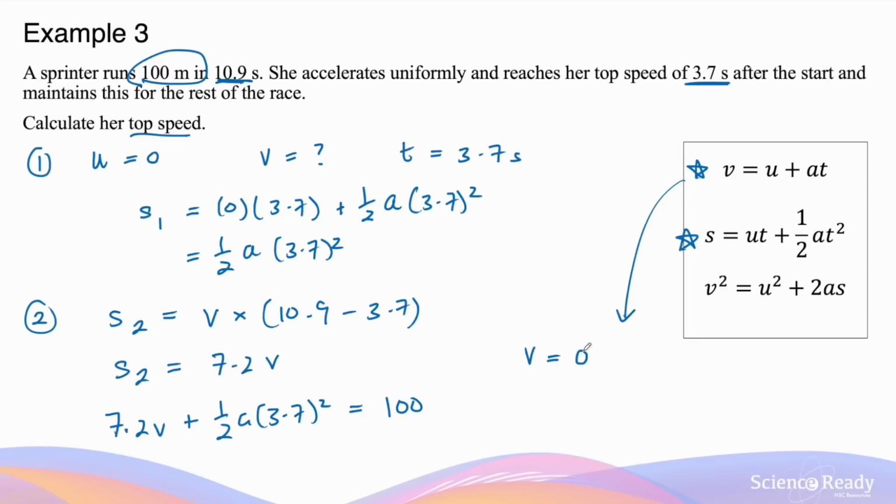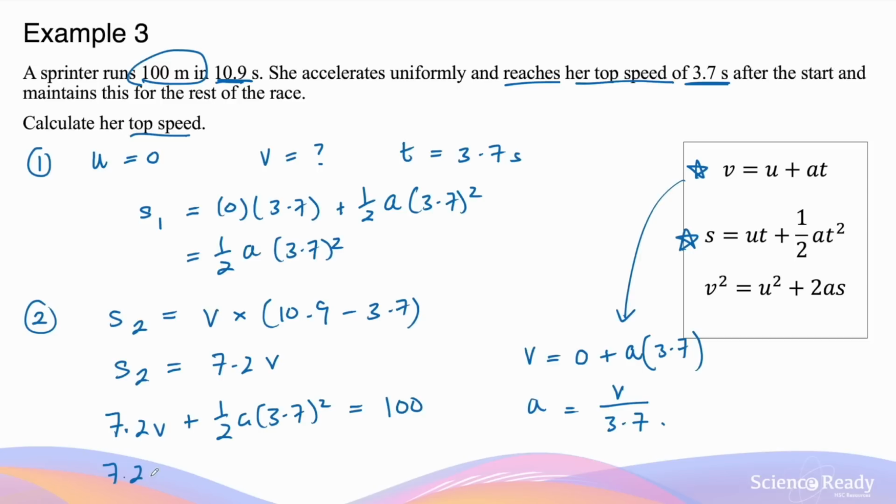U is the initial speed of the athlete, which is 0 meters per second, plus the acceleration, which is also unknown, but the time is 3.7 seconds because we're told that the sprinter reaches the top speed 3.7 seconds after the starting point. So the time is 3.7 here. And A is equal to V divided by 3.7. Now, we can substitute this value into our equation.